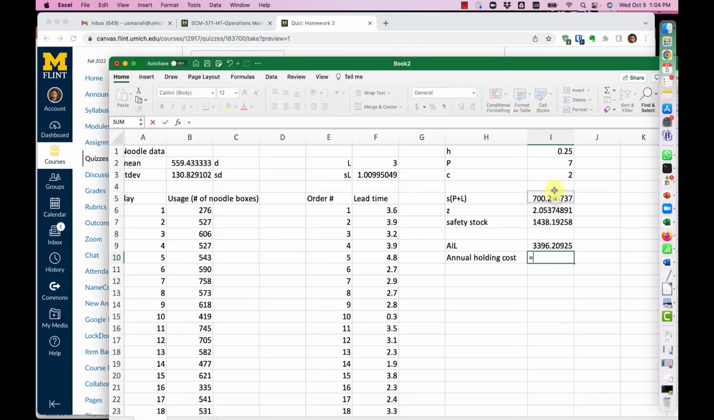So annual holding cost will just be H times C. H times C gives you the annual holding cost of one box of noodles. But how many boxes of noodles are you actually holding? Well, we're actually holding the average inventory level of boxes of noodles. So we multiply by that, and that's our average annual inventory holding cost in dollars per year.